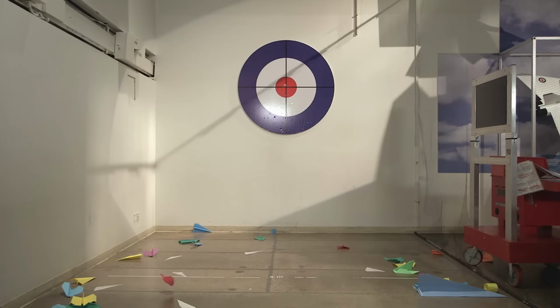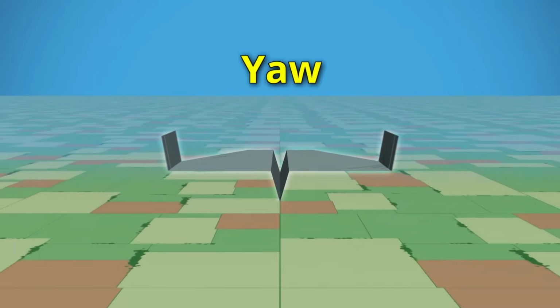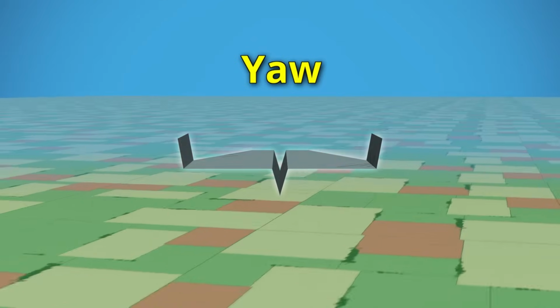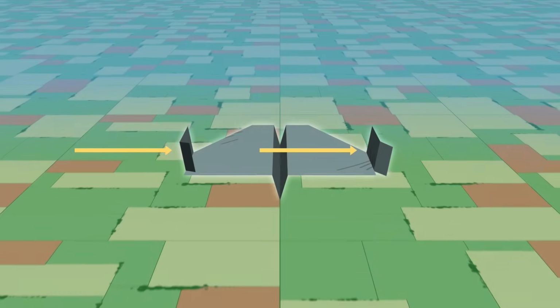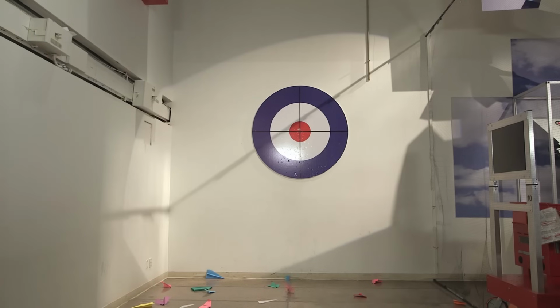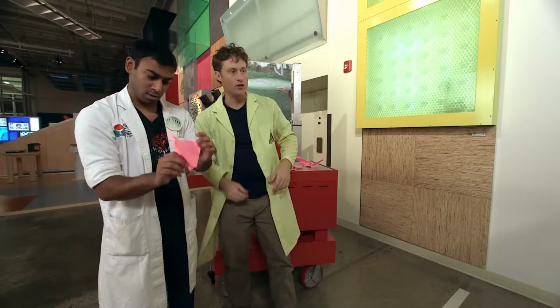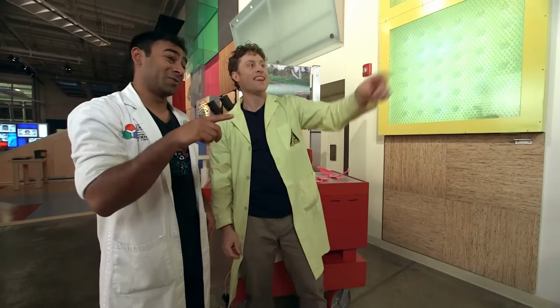Is your plane turning this way or that way? Yaw. Yaw is when your plane moves like this or like this. To fix it, bend the back of the plane like the rudder of a boat. Okay, great. Let me try mine. Not bad. You try yours. Here we go. Oh, yeah. That was pretty cool. That's what we want.